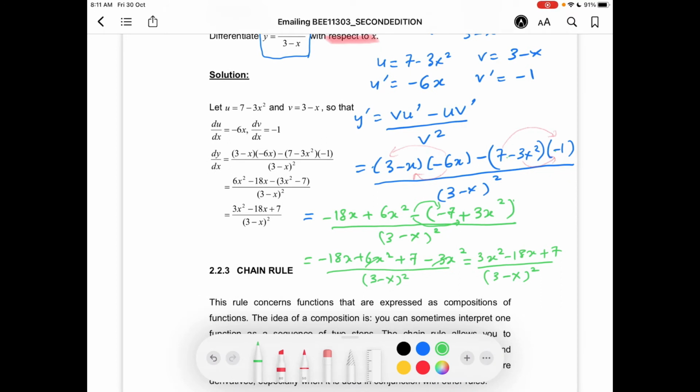I hope that one is clear. So we can stop right there. No need to simplify it. This is the final answer.